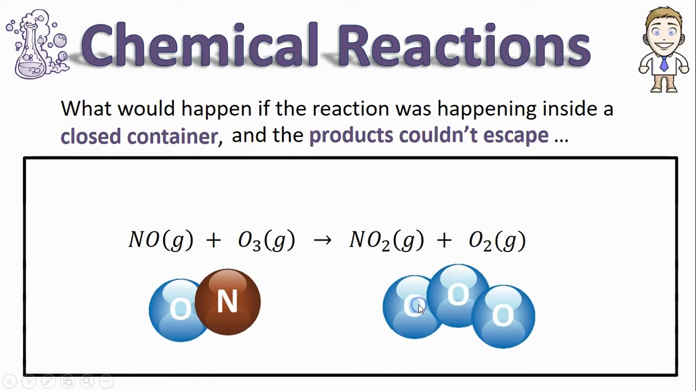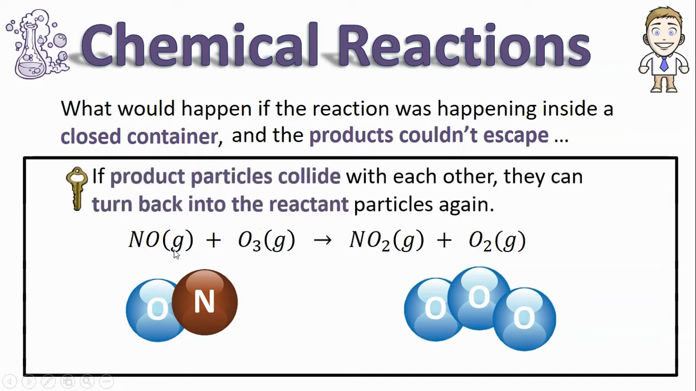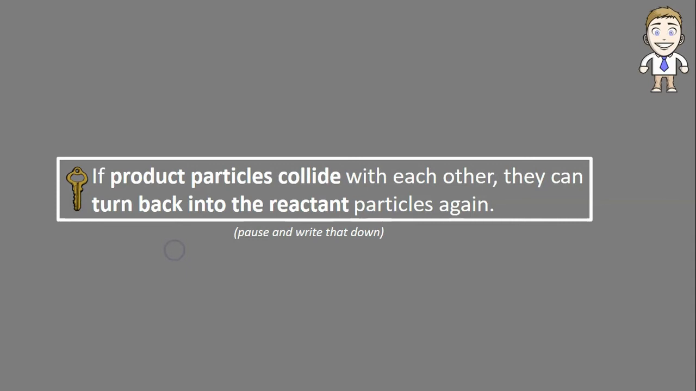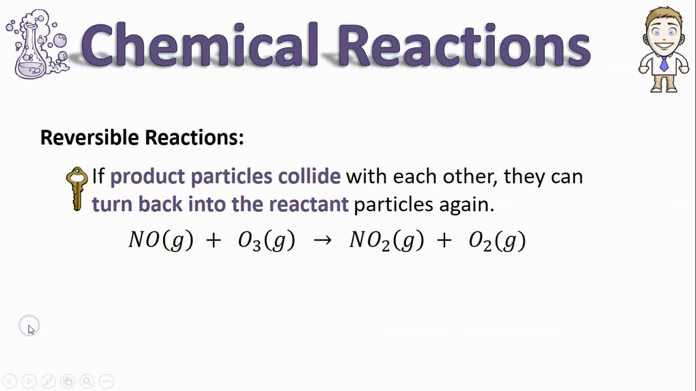What's really taking place here is that the products we just made have turned back into the reactants NO and O3 one more time. And this happens for some reactions. If the product particles collide with each other, they can turn back into the reactant particles again. There's a name for this type of reaction. It's called a reversible reaction.